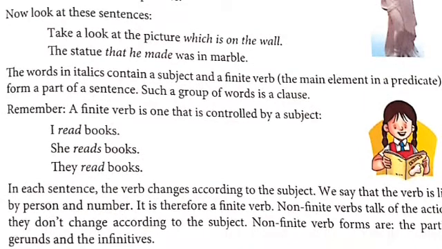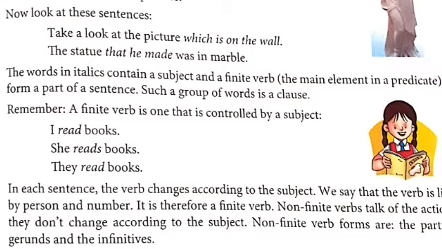Now remember, a finite verb is one that is controlled by a subject. For example, I read books. She reads books. They read books. In each sentence, the verb changes according to the subject. We say that the verb is limited by person and number. It is therefore a finite verb.